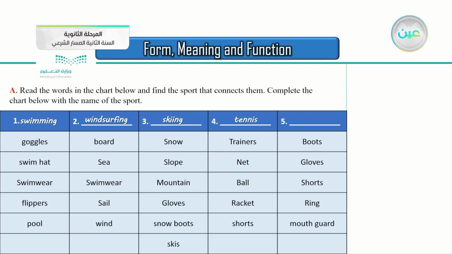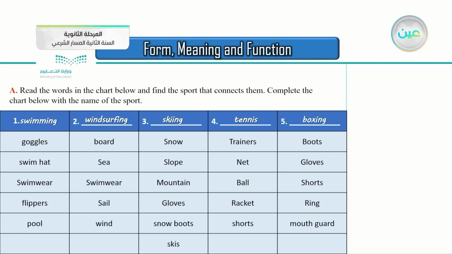Number 5 here, boots, gloves, shorts, ring, mouth guard. Mouth guard is something you put to protect your teeth, to protect your mouth. Again, it's an activity where you wear boots, and gloves, but a special kind of gloves, of course, shorts, and a square ring.